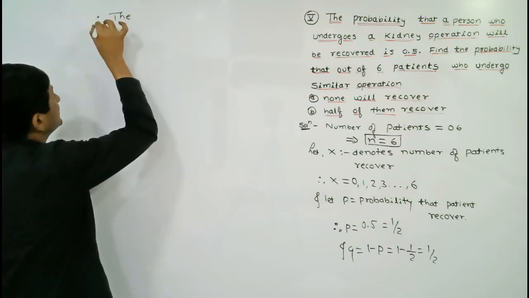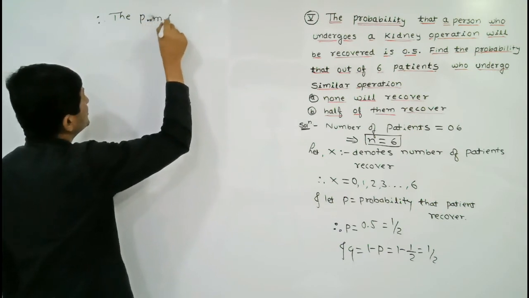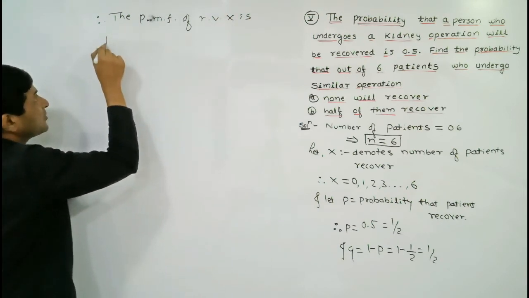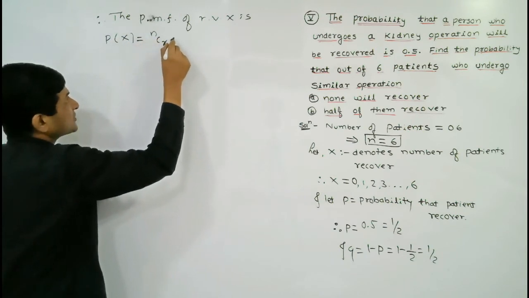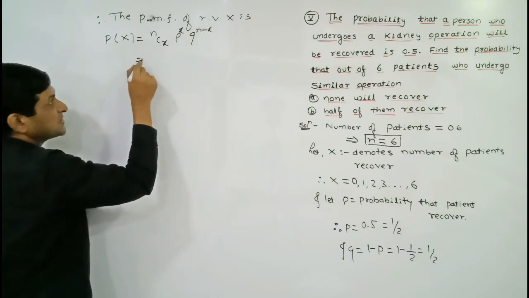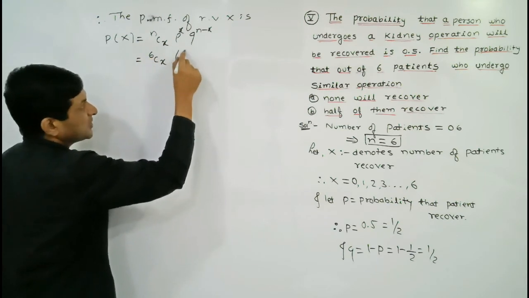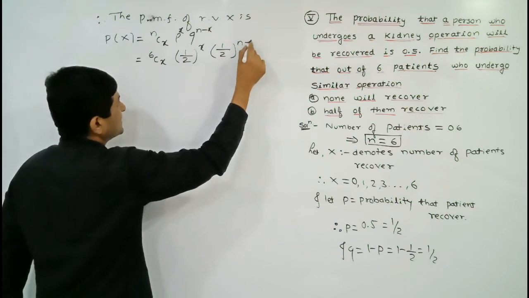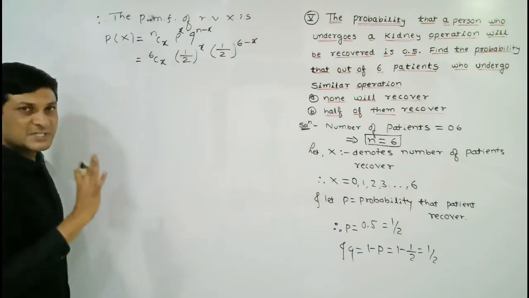So the probability mass function of the random variable X is, what is the formula to find the probability mass function? P(x) equals nCx p raised to power x into q raised to power n minus x. What is the value of n here? 6. So it is 6Cx, p is 1 by 2, so (1/2) raised to power x, and q is also 1 by 2, raised to power n minus x. I am replacing n by its value, 6. Now first let us simplify it.